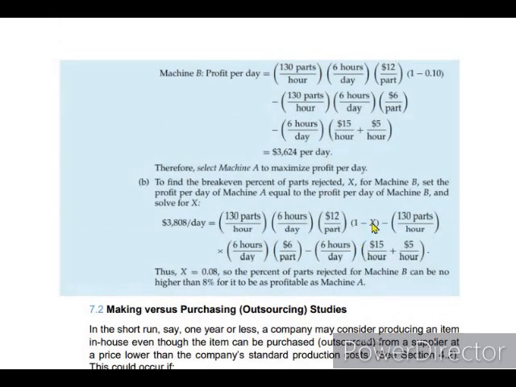Okay, but here we let X be equal to the percent of parts rejected. Simplifying that, we get X as 0.08. So the percent of parts rejected for machine B can be no higher than 8% for it to be as profitable as machine A. Okay.